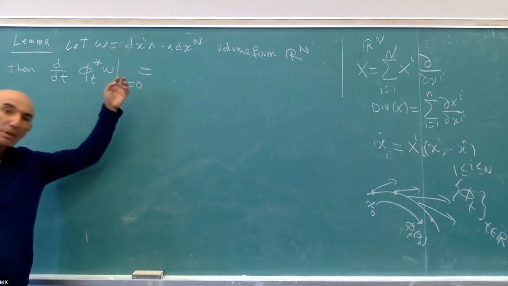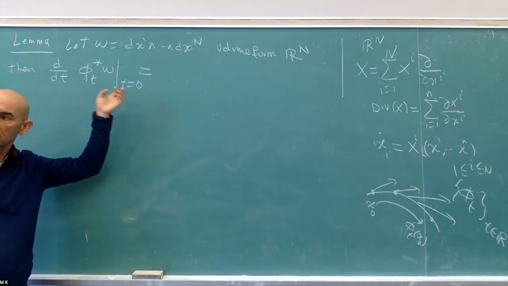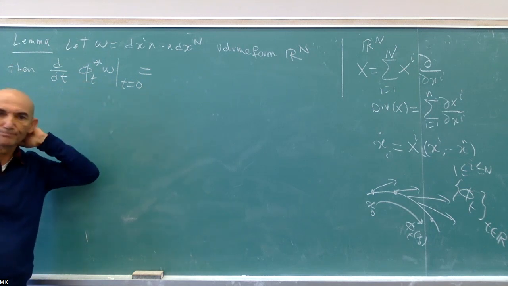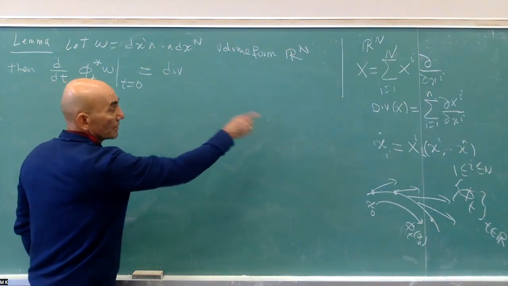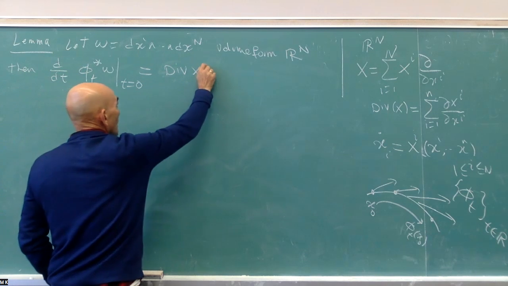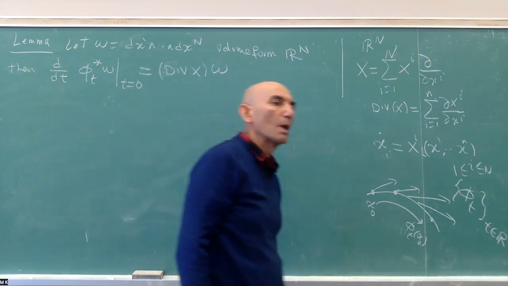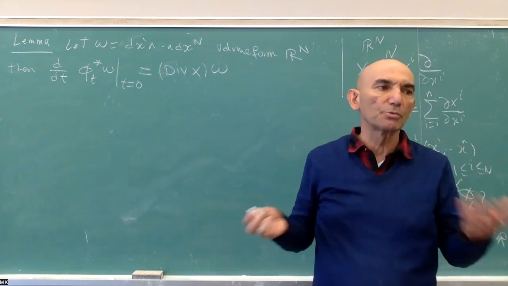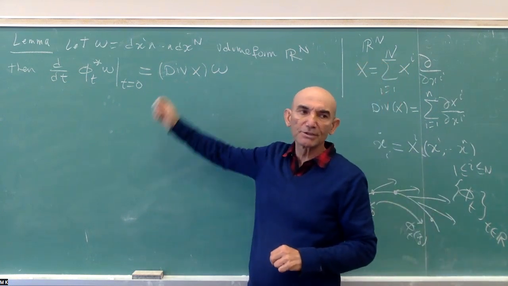So you have this N-form, you pull it back under phi_t, and you compute the derivative of this at t equal to 0. So this is going to be again an N-form. This N-form is actually given by the divergence of X times omega. The fact that it is a multiple of omega is not a surprise because it's an N-form anyhow, so it has to be a multiple of omega. But the interesting thing is that the coefficient is exactly the divergence of X.